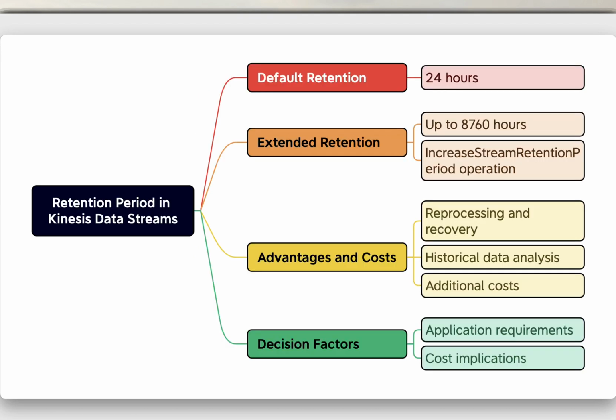Retention period in Kinesis data streams. 1. The retention period in Kinesis data streams refers to the length of time for which the data records remain accessible after being added to the stream. By default, upon creation, a stream's retention period is set to 24 hours. This duration is sufficient for many real-time data processing tasks. 2. However, depending on your application's requirements, you may need to access the data for longer periods. Kinesis allows you to extend this retention period up to 8,760 hours, which is equivalent to 365 days, using the increased stream retention period operation.